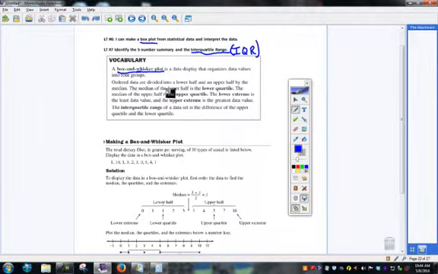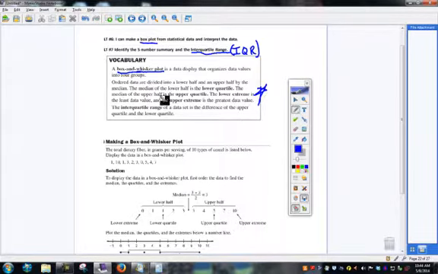It says ordered data are divided into a lower half and an upper half by the median. The median of the lower half is the lower quartile. The median of the upper half is the upper quartile. The lower extreme is the least data value, and the upper extreme is the greatest data value. The IQR of a data set is the difference of the upper and lower quartile. A lot of information going on there.